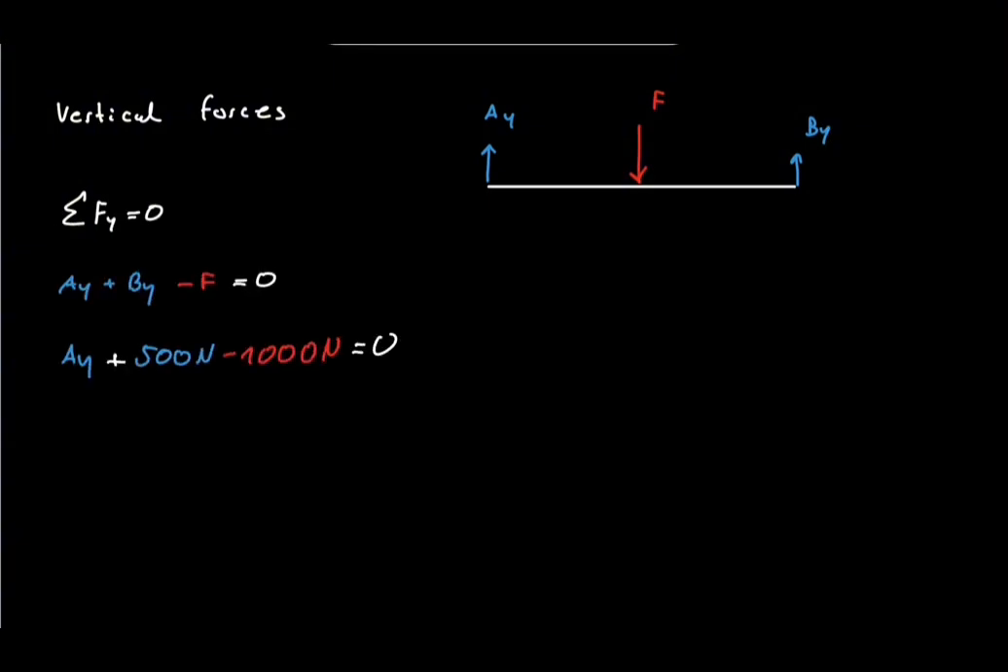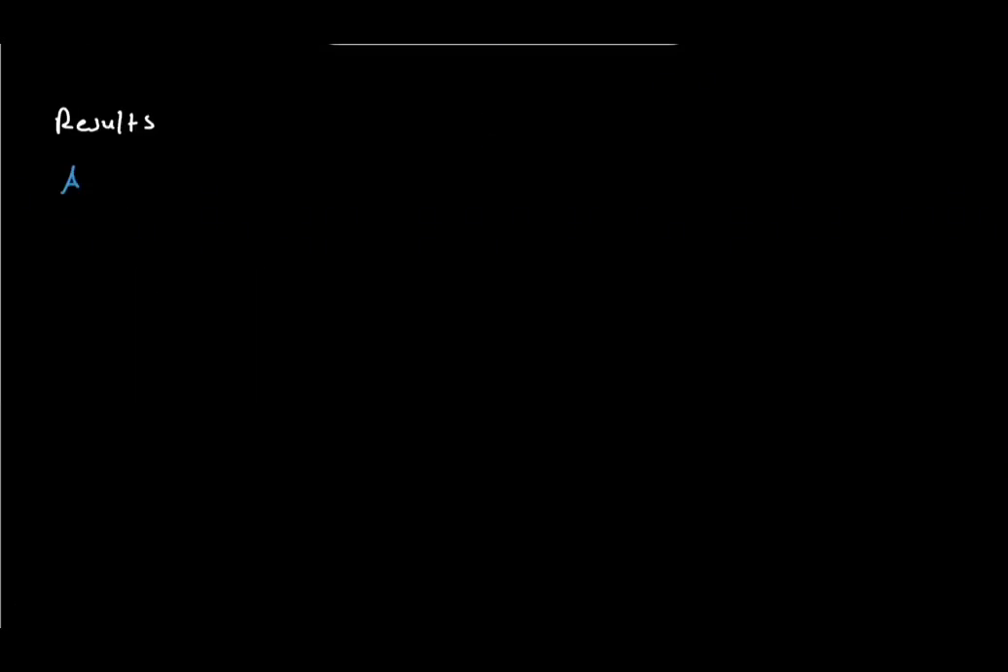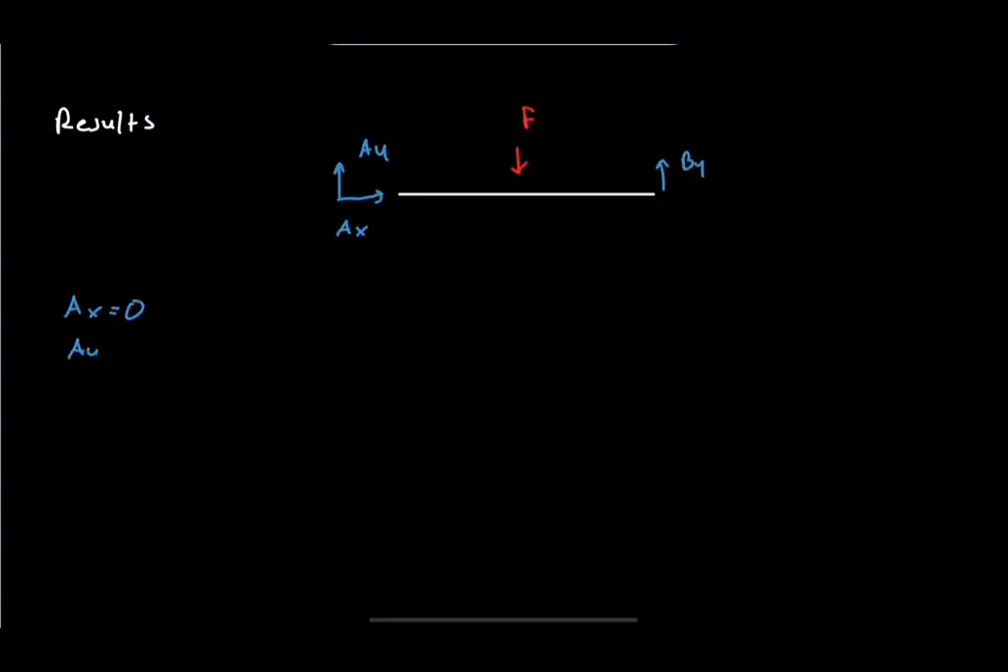Now we use the vertical force equilibrium. The upward forces must balance the downward load. Substituting the value we just calculated gives a vertical reaction force at A of 500 Newton. We have now solved the problem. The horizontal reaction force is zero. The vertical reaction force at A is 500 Newton. And the vertical reaction force at B is also 500 Newton.